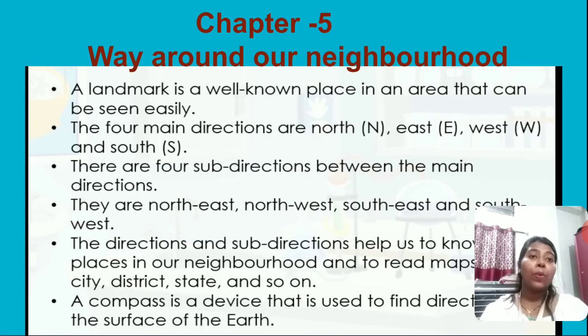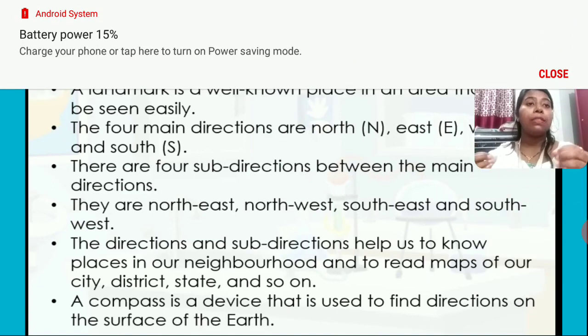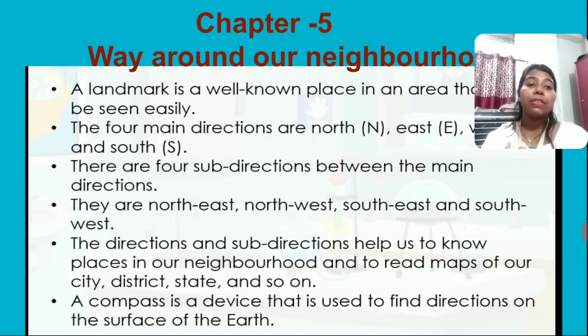A landmark is a well-known place in an area that can be seen easily. A landmark can be any object that helps to identify a particular area. Then we have seen there are four main directions, north, east, west and south, and with the main directions there are four sub directions, northeast, northwest, southeast and southwest, which lie in between the main directions. These directions help us to know our city, district and state.